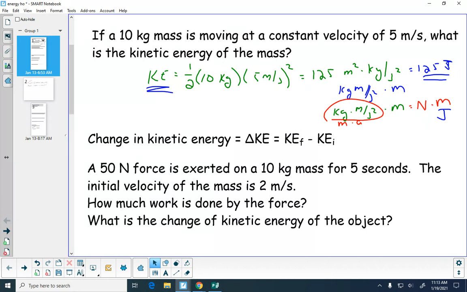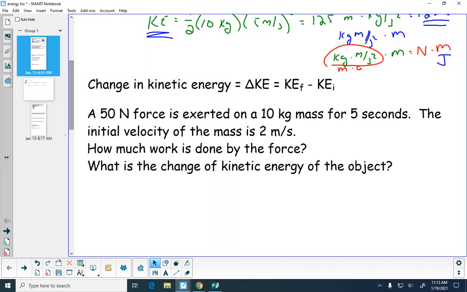How much work is done? Let's see here. Let's assume frictionless. We'll assume frictionless for right now, just to keep it simple.